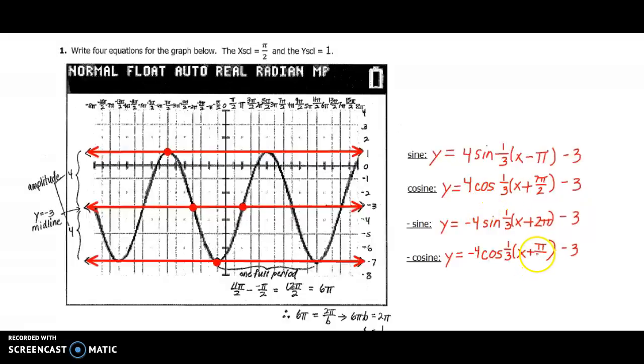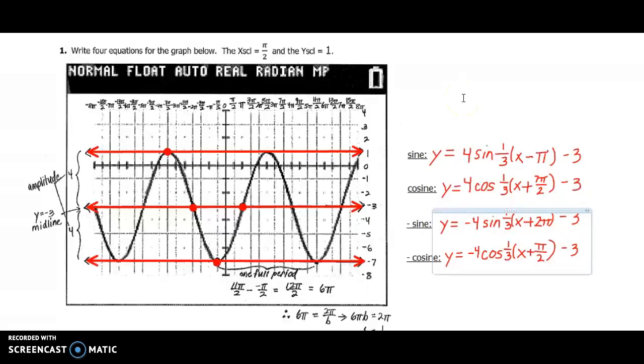But these represent 4 equations for that same graph, one for positive sine, one for positive cosine, one for negative sine, and one for negative cosine. And when you do this, your A, B, and C values are always the same. The only values that are going to change are those D values based on where you decide to pick your starting point for your horizontal shift.